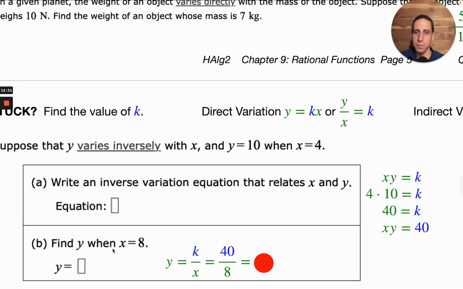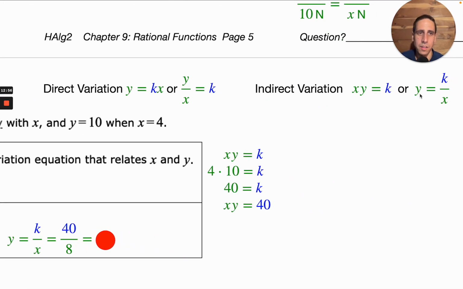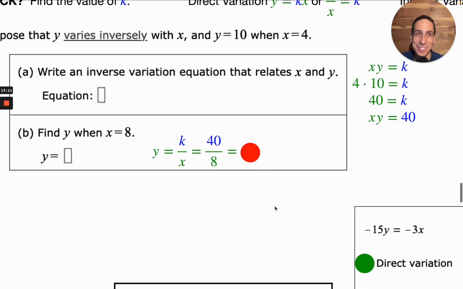Find y when x is equal to 8. All right, so I'm going to move along over to the other version. Right over here, y is equal to k over x, because I know what x is, I know what k is, and if I need to figure out y, it's just k divided by x. It's 40 divided by 8, which is 5. And I'll let you figure out what's underneath the red circle.